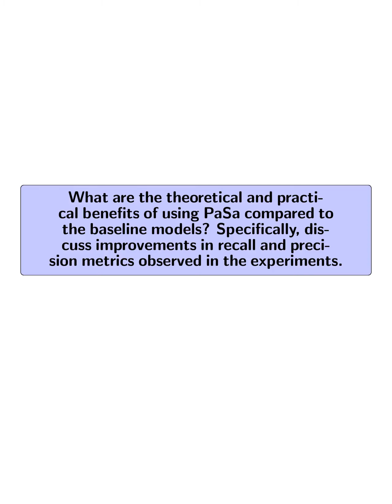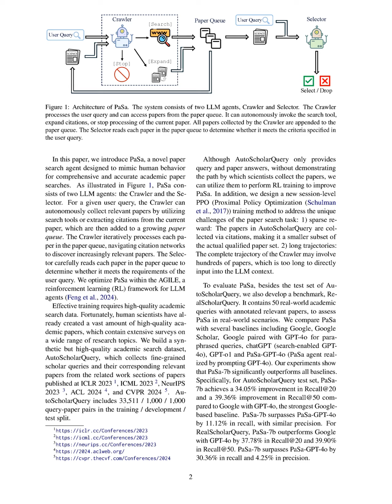What are the theoretical and practical benefits of using PaSa compared to the baseline models? Specifically, discuss improvements in recall and precision metrics observed in the experiments. The theoretical benefits of using PaSa over baseline models include its ability to autonomously navigate citation networks and read entire papers, which enhances the comprehensiveness and accuracy of academic searches. Practically, PaSa 7b significantly outperforms baseline models in recall and precision metrics.